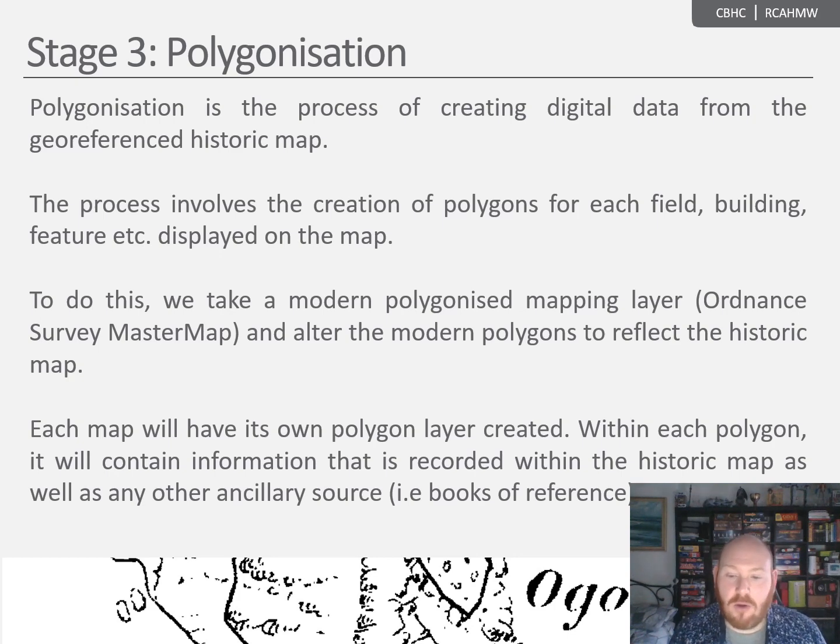So for each polygon, you can then put down the information about what field number it is, if there's a field name or a building name, and any information that's in, like, either a book of reference or whatever, we can then stick in the database. So the idea is that if you then click on that polygon, you'll get all the information that's both recorded in the map as well as any other ancillary information related to that specific feature.